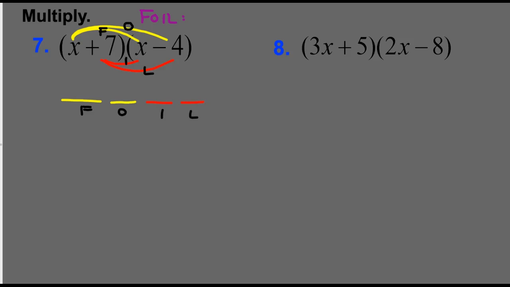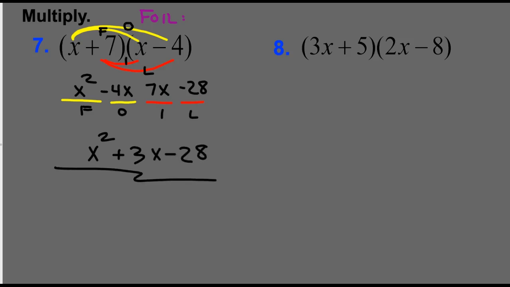So in this case, x times x is going to be x squared, x times -4 is -4x, 7 times x is 7x, and 7 times -4 is -28. The two middle terms should combine, and we should have x squared plus 3x minus 28, just like that. Okay, so we're not factoring here, we're multiplying. Multiplying and factoring are kind of like opposites.